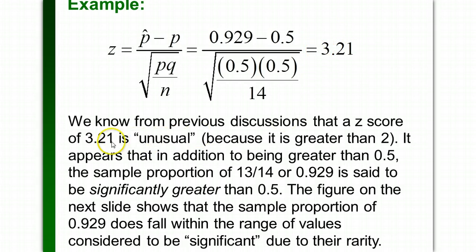Alright, and we've talked about before, if your z-score, and this is a z-score, right? If your z-score is bigger than 2, then that's considered unusual.